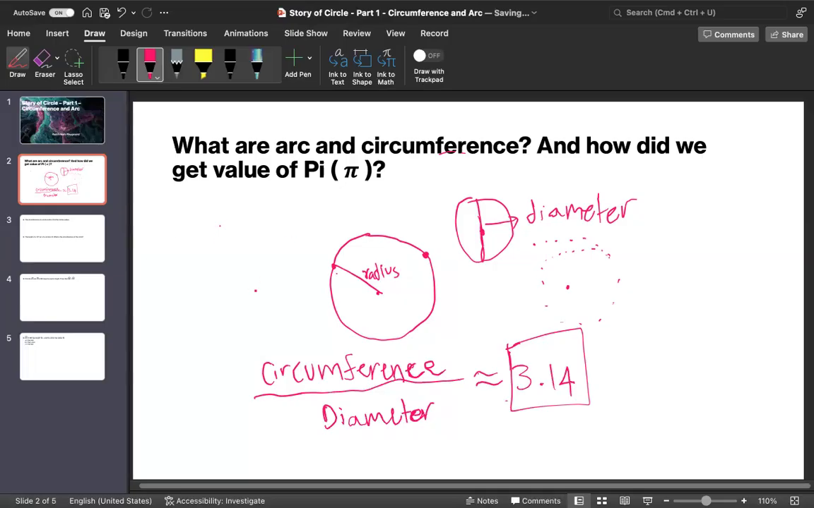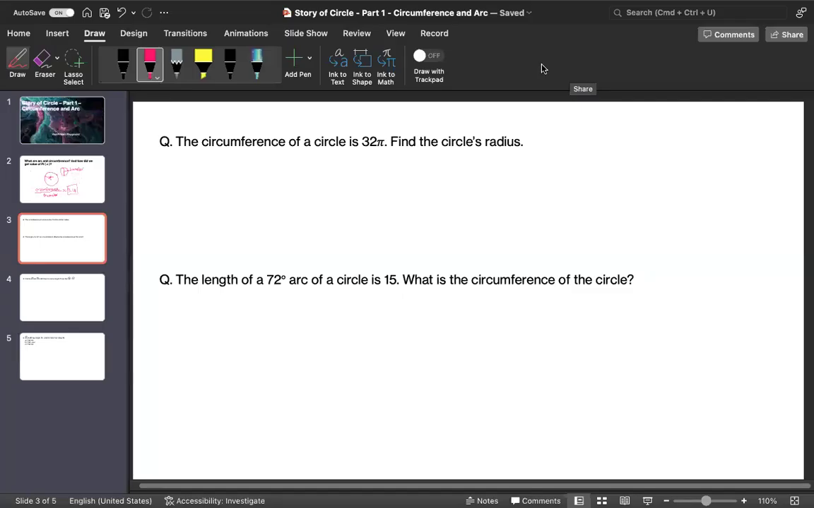So now let's get on to some questions about circles. Okay, first question. The circumference of a circle is 32 pi. Find the circle's radius. Okay, I know this sounds super creepy. 32 pi. Like, how are we gonna multiply that? But the truth is, we don't have to.